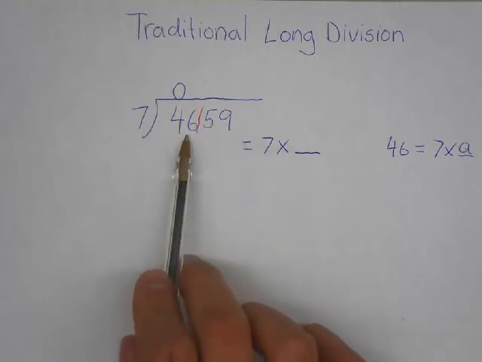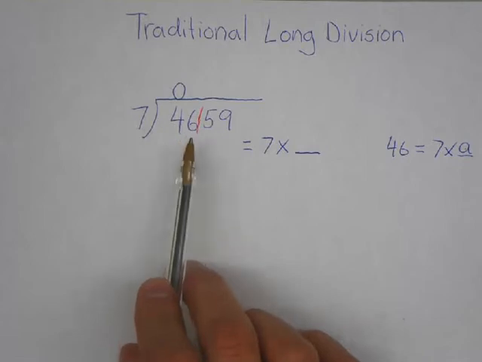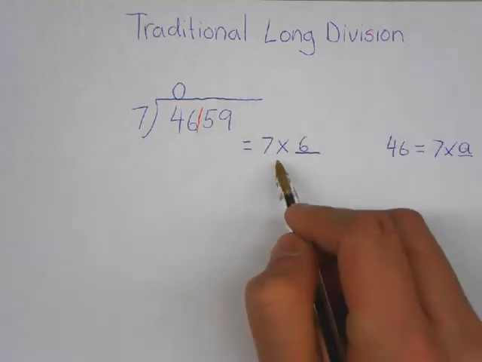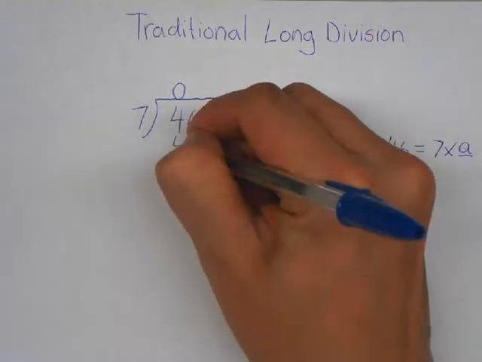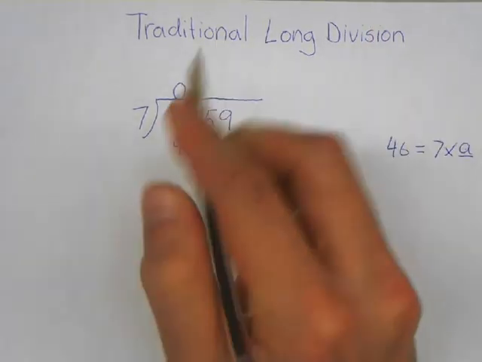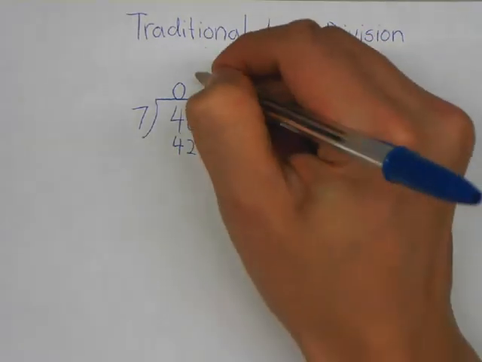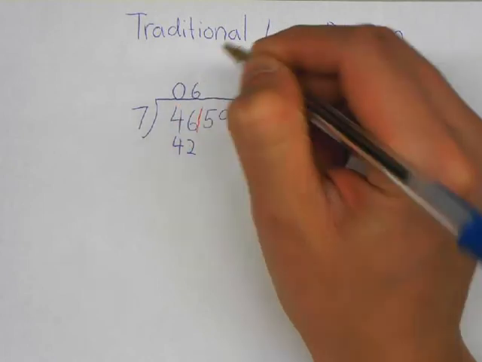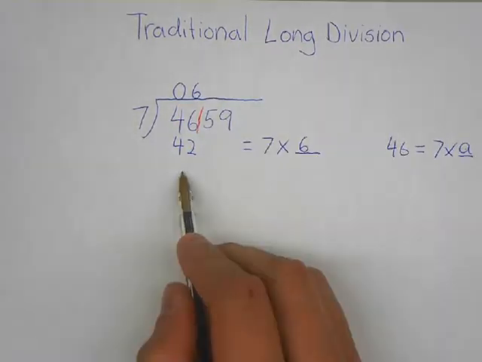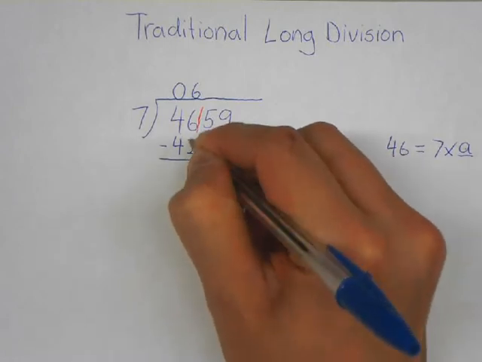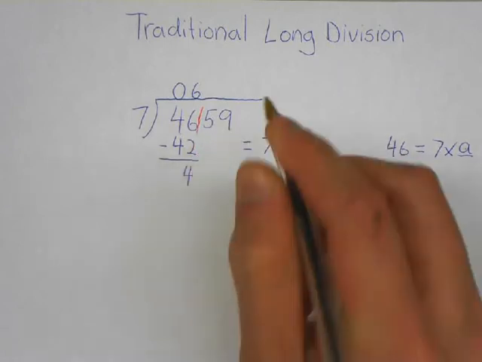If I go through all the different possibilities from 1 to 9, I will come up with 6. So 7 times 6 actually equals 42. We're going to put the answer right below the 46. Now whatever the multiple is, you're also going to put in the hundreds column, which is 6 right on top. Now the next step is to subtract 46 minus 42, and we get the answer of 4.